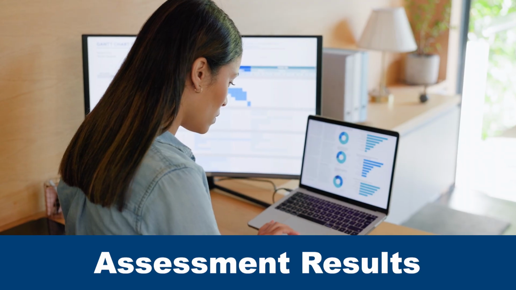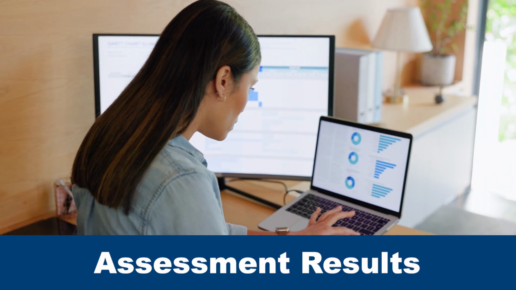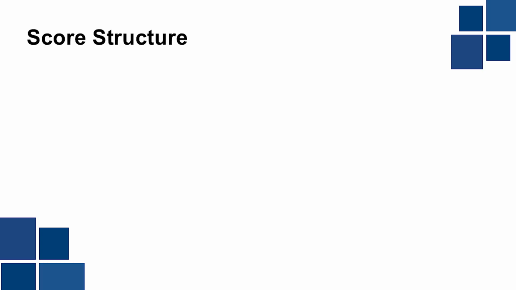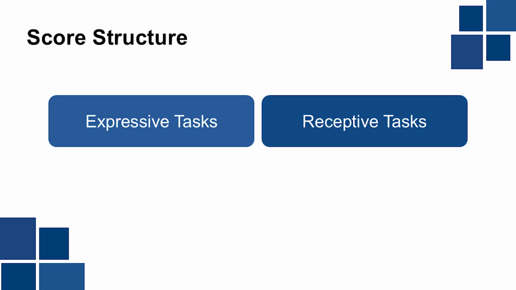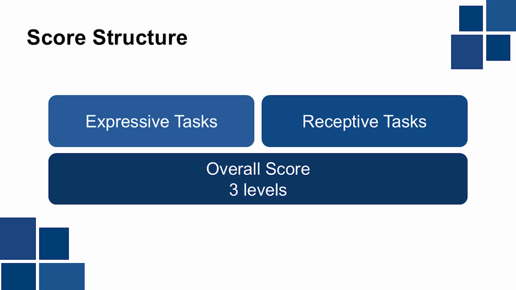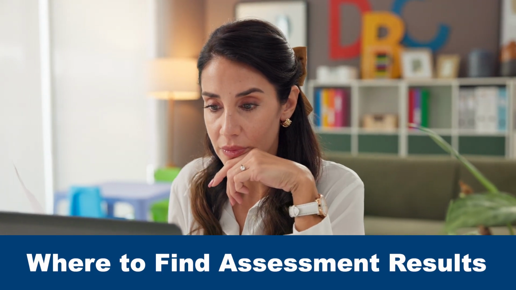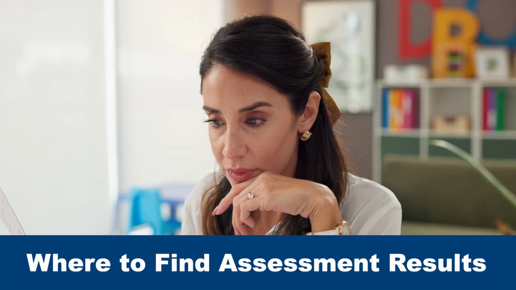Let's shift gears and talk about how results are reported for the Initial Alternate ELPAC. For the Initial Alternate ELPAC, we have the expressive and receptive task types. These combine into an overall score which will fall into one of 3 levels. These levels are Fluent English Proficient, Intermediate English Learner, and Novice English Learner. Let's look at where to find assessment results.